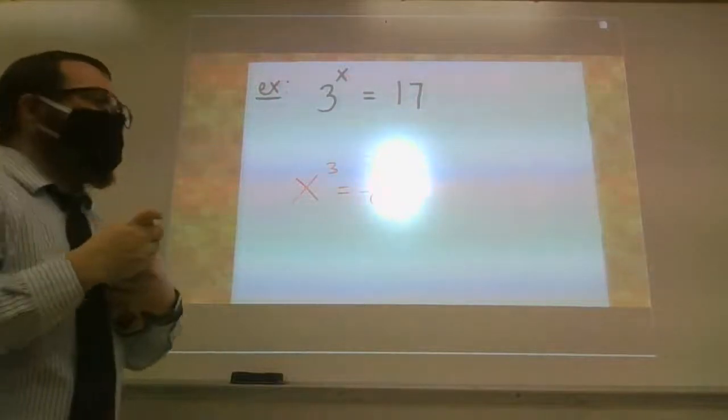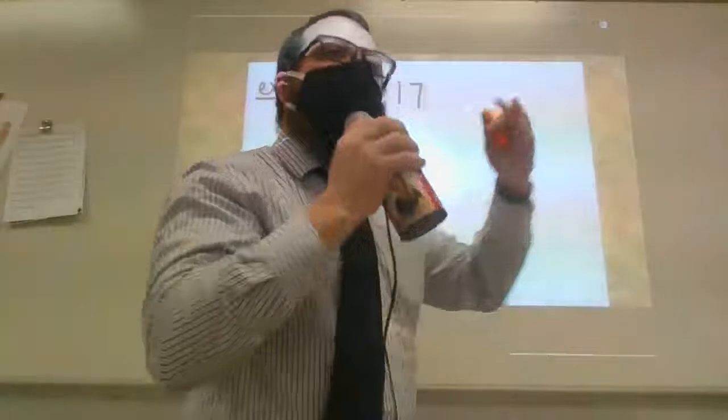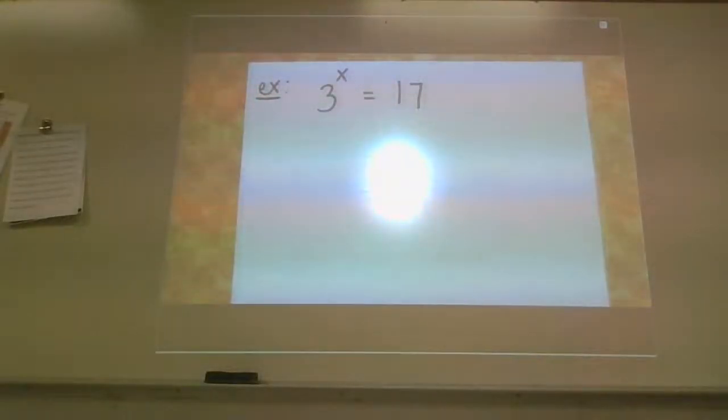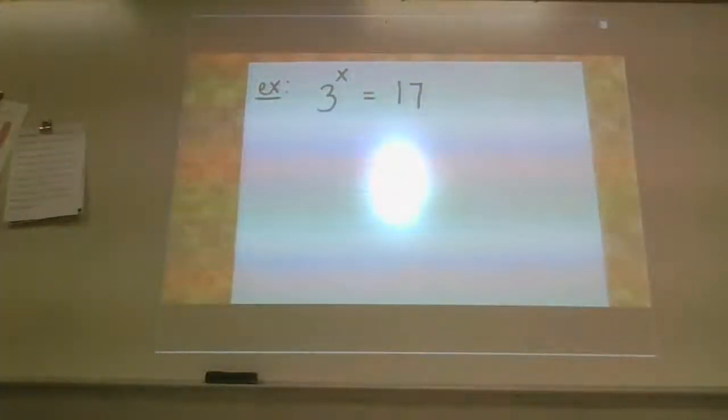The point that I am trying to make is this. Depending on what the problem is, you have to execute the appropriate inverse operation to get the variable by itself. You have to perform the appropriate inverse operation. So what I have up here is this. 3 to the x power equals 17.